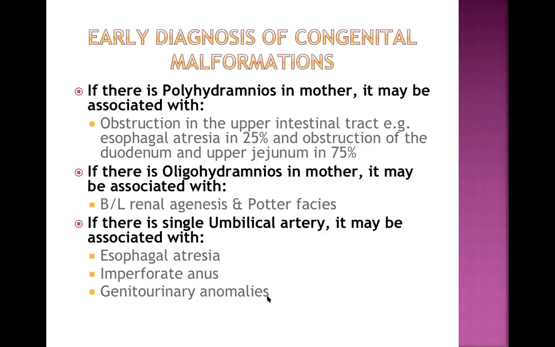Now, esophageal atresia means the esophagus is not formed. It is indented blindly. There is a big gap between the two ends of the esophagus. Imperforate anus, the anal opening is not there. And genitourinary anomalies, there are so many. For example, one kidney is absent. There may be horseshoe kidney. There may be hypospadias. There may be epispadias. There may be pelvic kidney. There are so many anomalies we can list.